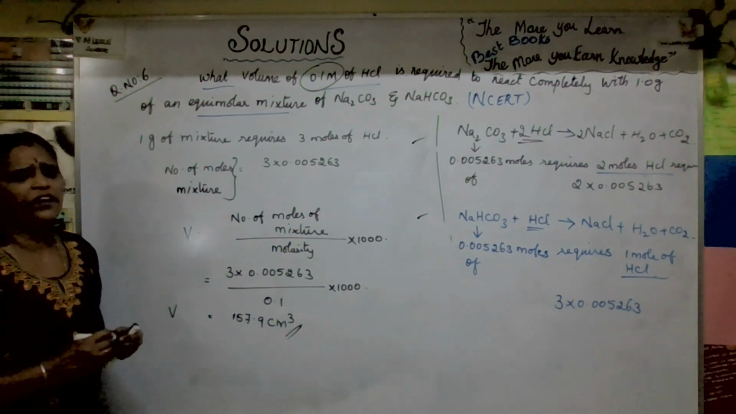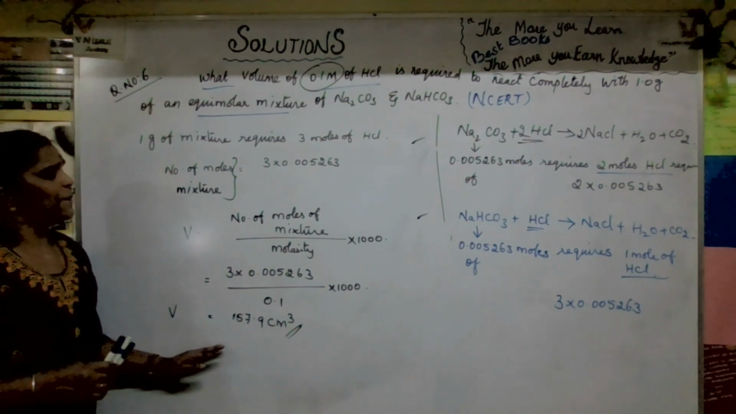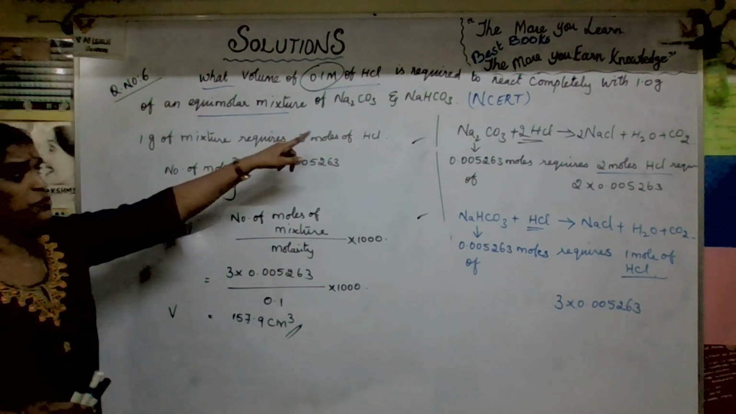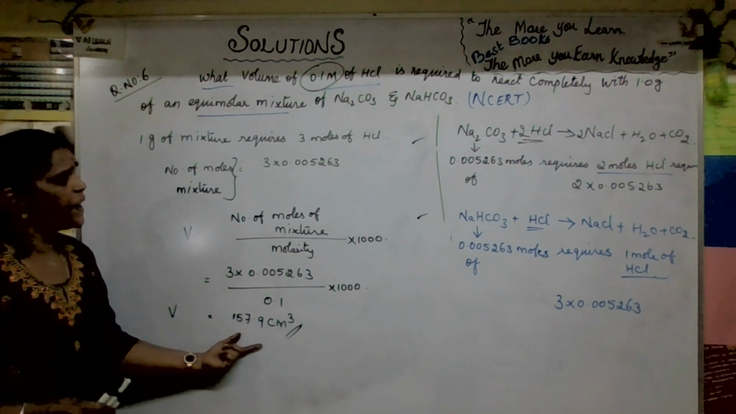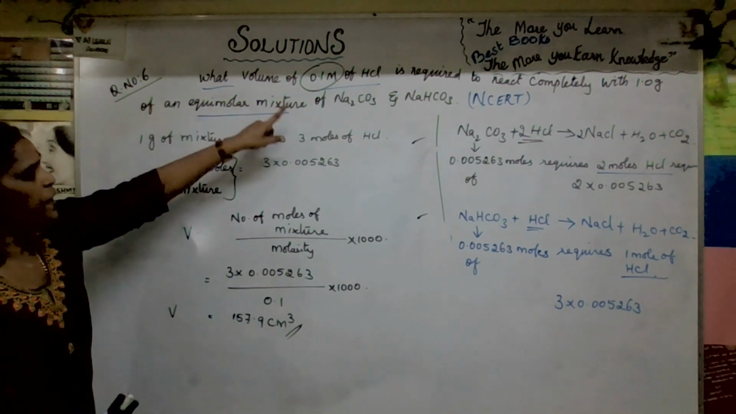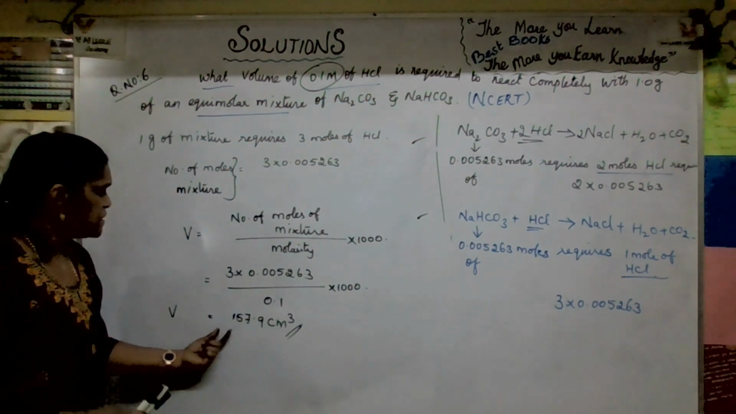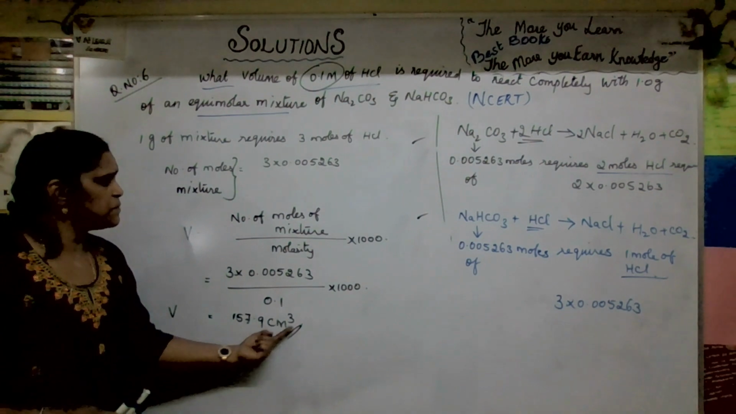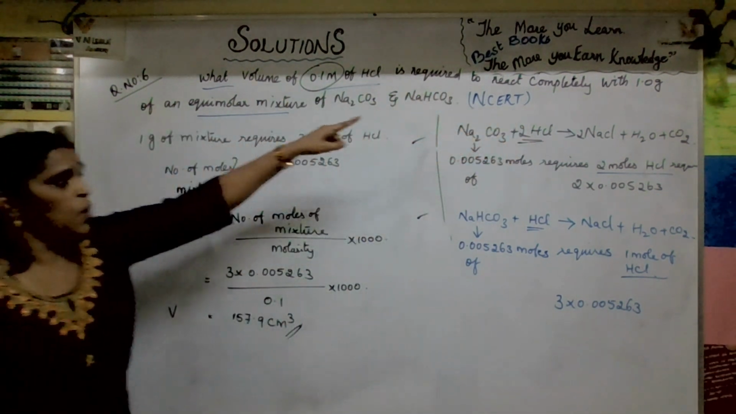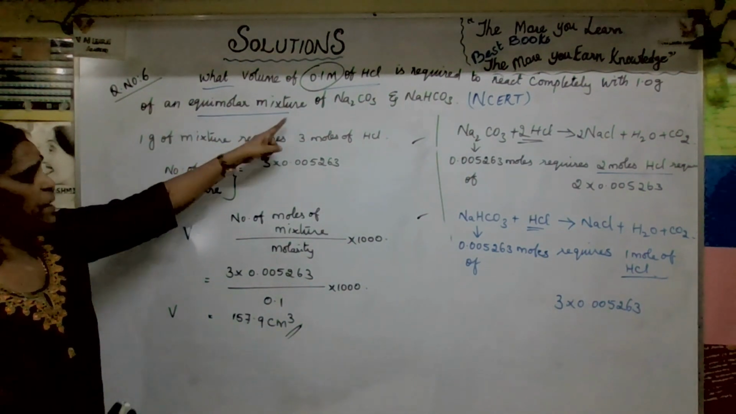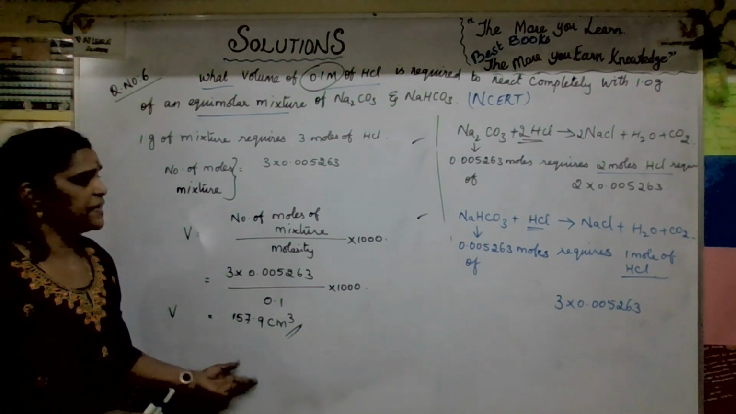So this is a simple question only, and we are getting interesting answers, and all those steps will be easy to understand. I hope you got a better idea of this question, and this is a very important question also. Now how much volume required? 0.1 M of HCl required, 157.9 centimeter cube, which is required to react completely with 1 gram of an equimolar mixture of sodium carbonate and sodium bicarbonate. Hence, you have to bring the answer.